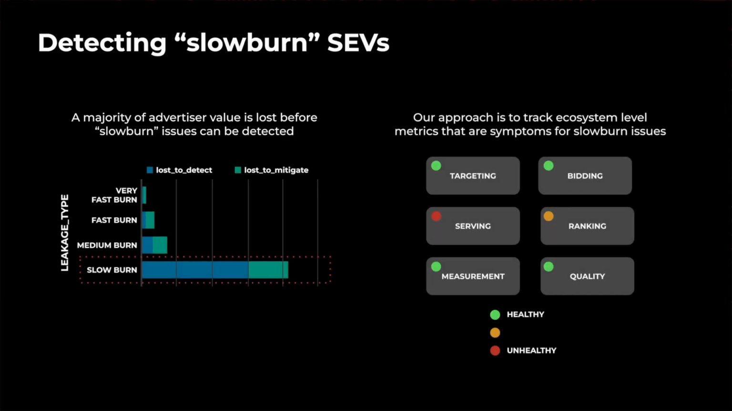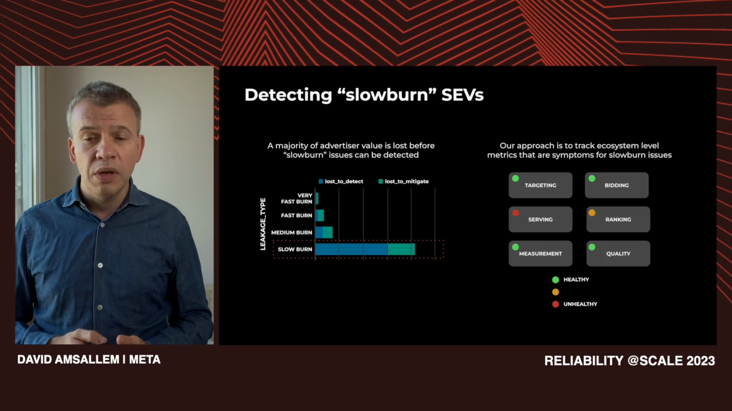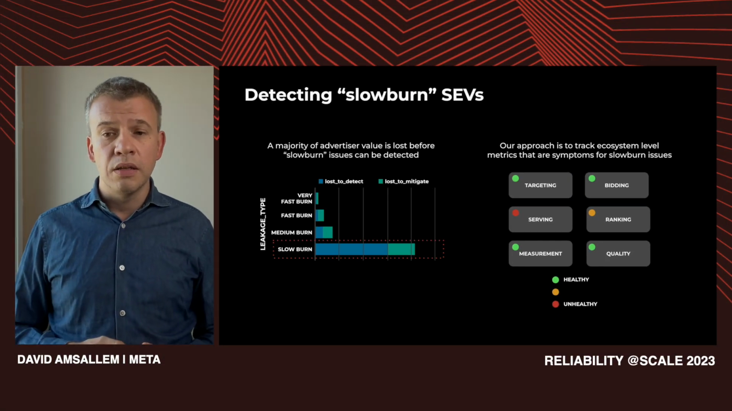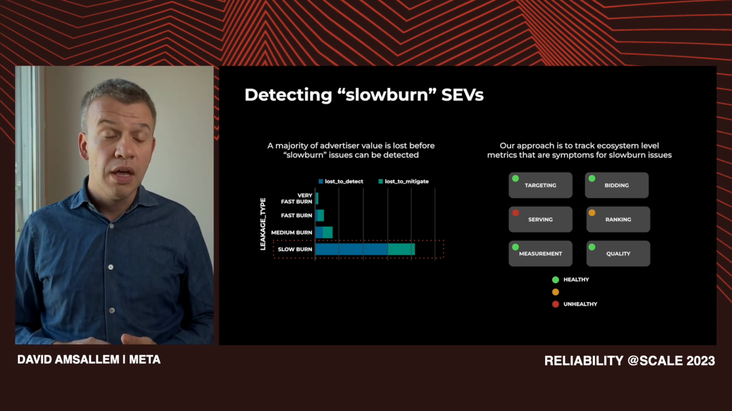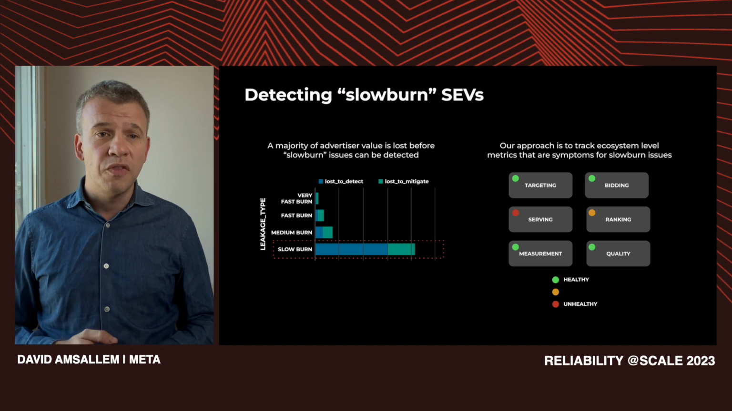So we first realized that the majority of the advertiser value that is lost as a result of SEVs was as a result of slow burn SEVs. Even in this case, the issue was lingering in the system for hours or days before we were even aware that something was off. This is where we started investing in monitoring specific metrics that would allow us to detect these issues much faster and reduce the magnitude of this impact.